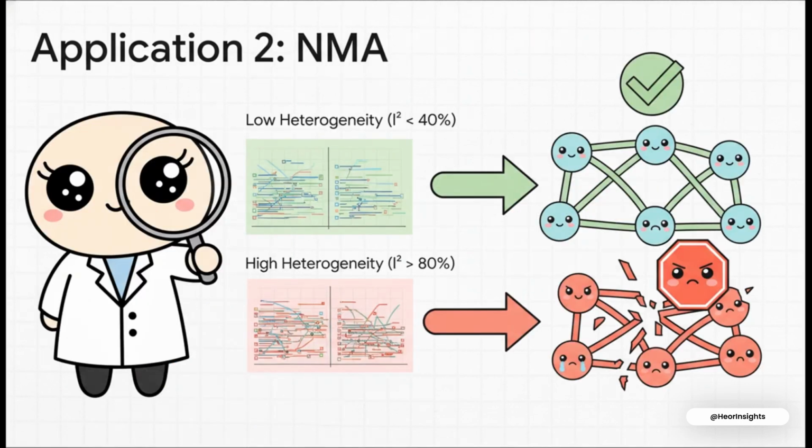Forest plots also serve as a prerequisite for a network meta-analysis. Before performing an NMA, analysts must review the forest plots for all the direct, pairwise comparisons in the network. If any of those plots show extreme heterogeneity, it suggests that a key assumption for NMA, known as transitivity, might be violated. This could potentially invalidate the NMA results.